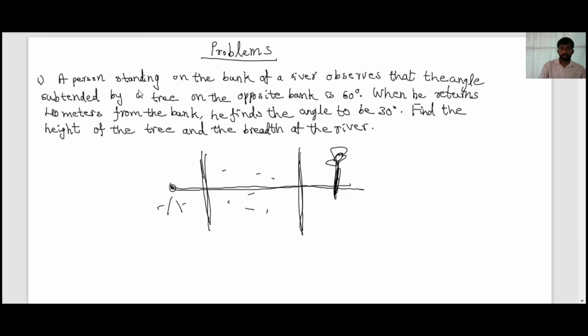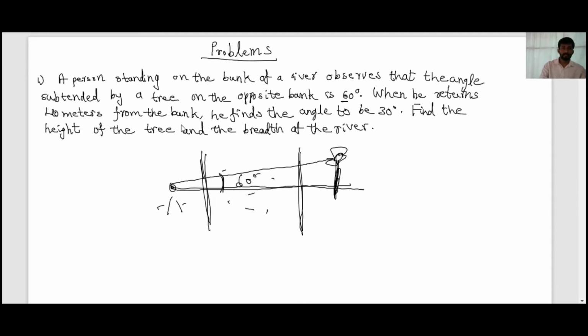Given data, see, a person standing on the bank of the river observes that the angle subtended by the tree on the opposite bank is 60 degrees. That means if you look at that tree, the angle made by that tree is equal to 60 degrees. Okay, it's given data.